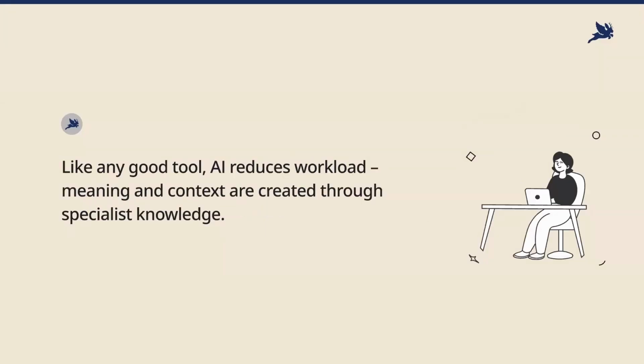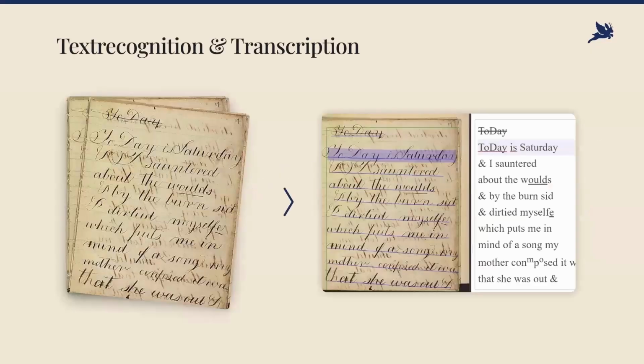Like any good tool, AI reduces the workload, but the meaning and the context are created through specialist knowledge. So we see Transkribus really as a tool to be used, and to be used with people who then also go over, and especially if we work, for example, with archivists, with historians, genealogists, they often are quite knowledgeable in the area. And so it is important to really consider Transkribus as a tool to be used in addition to the expert knowledge that you all have.